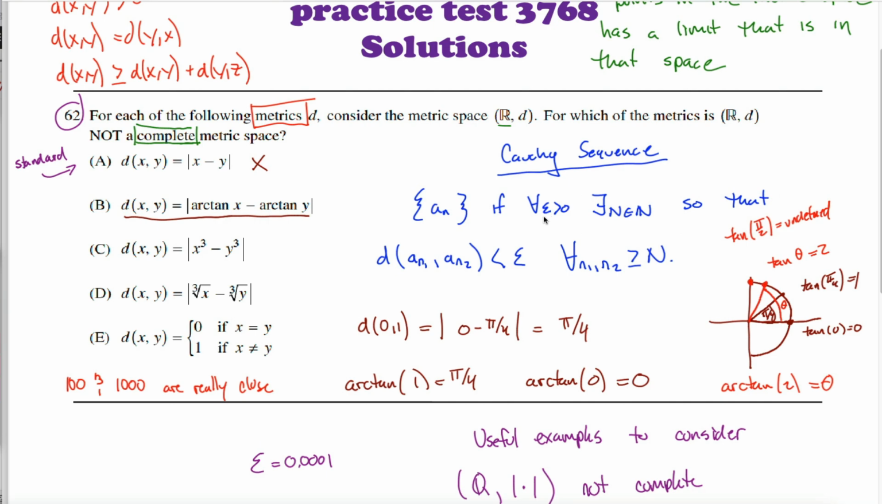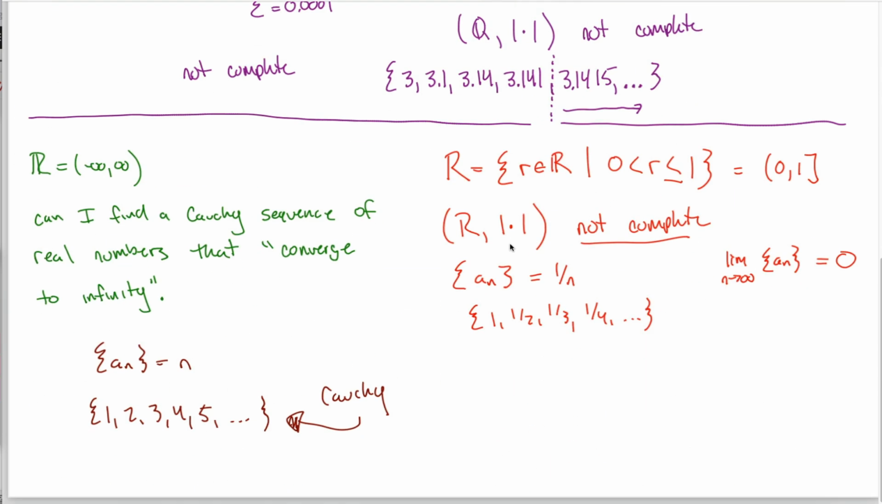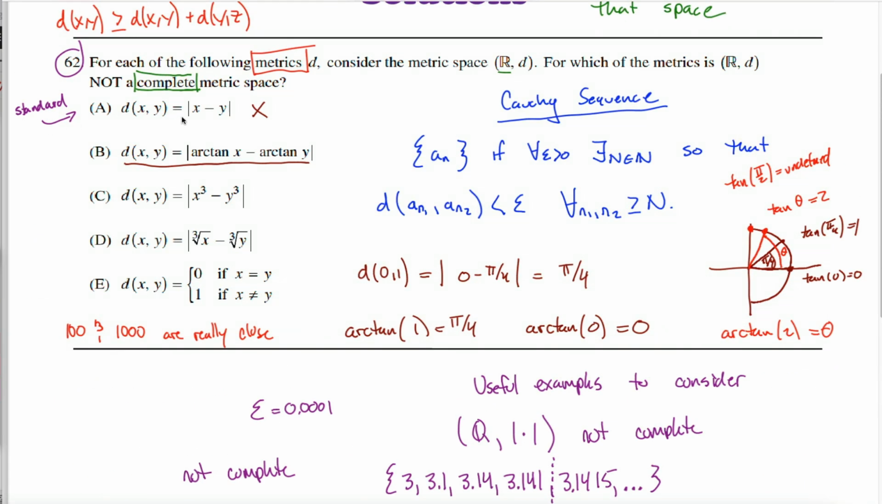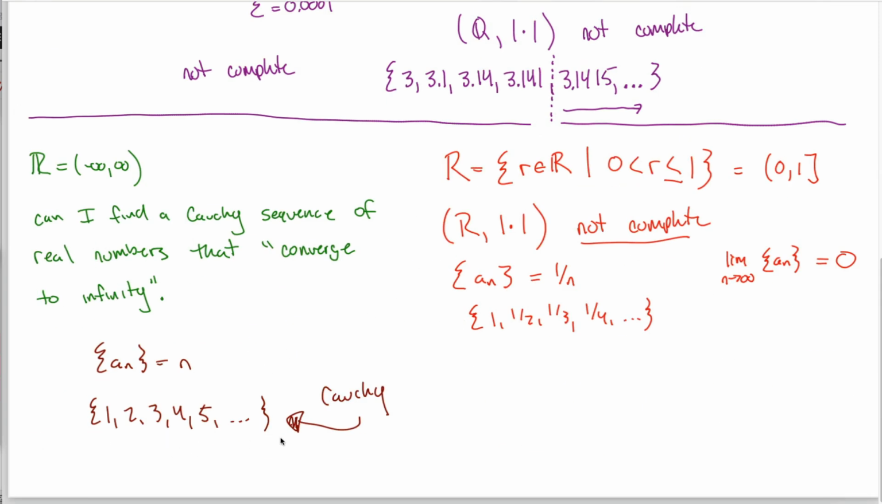What if I choose epsilon to be equal to 0.1? How can you find a point in this sequence so all the numbers after that point are within 0.1 of each other? Every term in this sequence differs by 1. That's not quite true. The terms in this sequence differ by 1 according to our standard notion of distance. But if this is our notion of distance, these terms are getting really close.